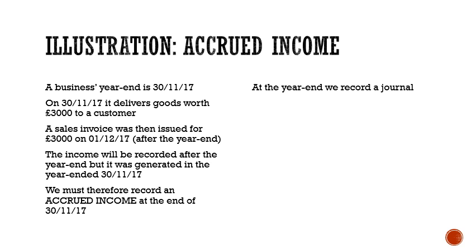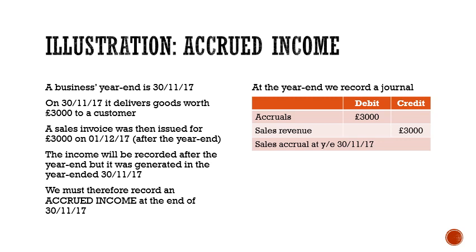So at the year end, we're going to record a journal. Here we will debit an accrued income account with £3,000 and we will credit sales revenue with £3,000. That way we're including those additional sales that need to be recorded in the year ended 30th of November 2017. And that is the date that this accrual would be recorded in the books.